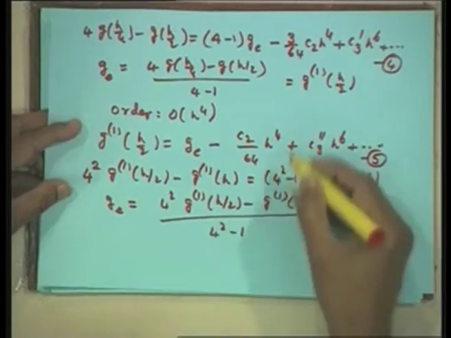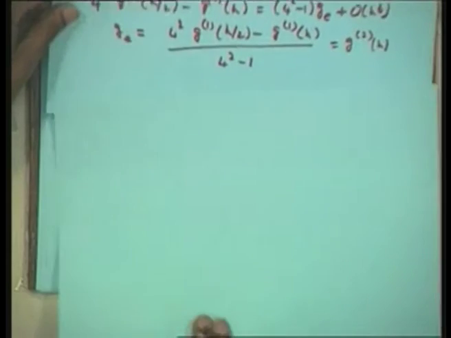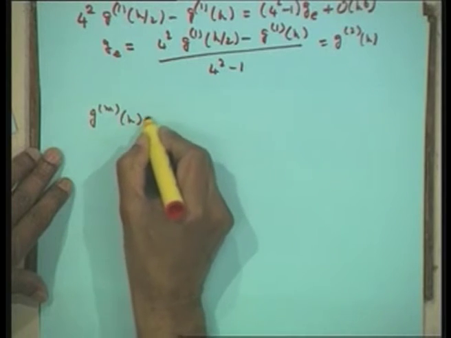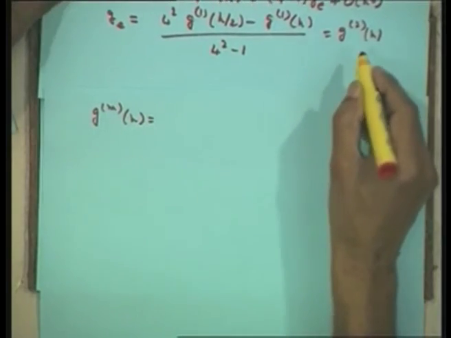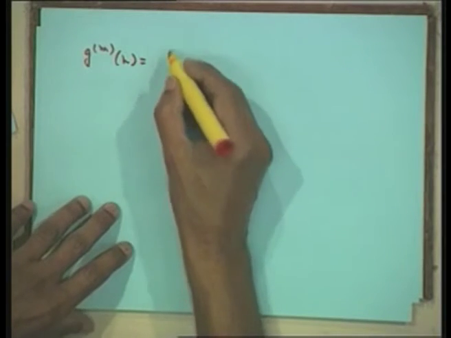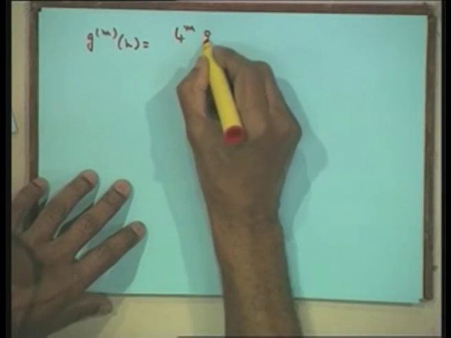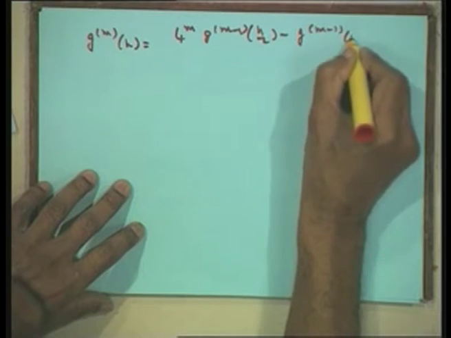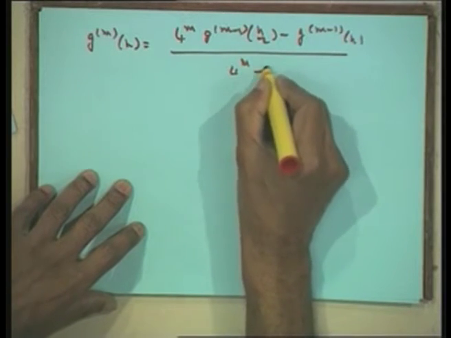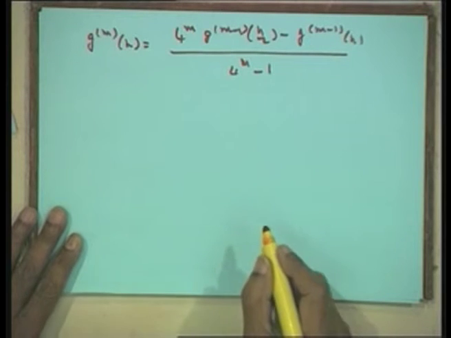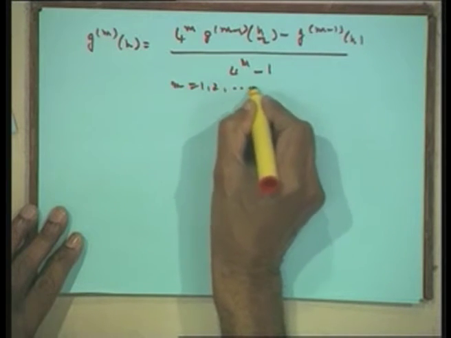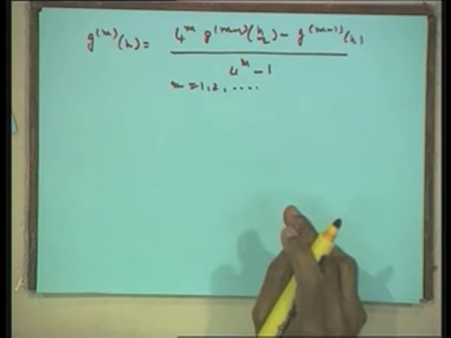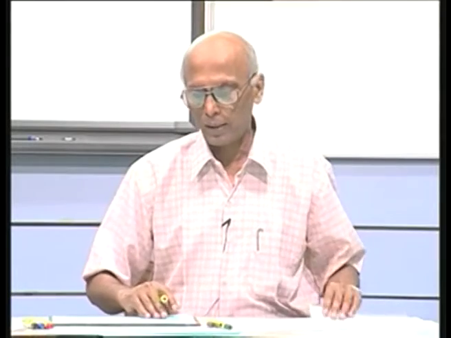Now, I can continue this procedure and then arrive at the formula for G of m h. I am now writing the column of this: G m h is equal to 4 to the power of m G m minus 1 h by 2 minus G m minus 1 of h, divided by 4 to the power of m minus 1, where m is equal to 1, 2, 3 and so on. Now, let us take an example on this.